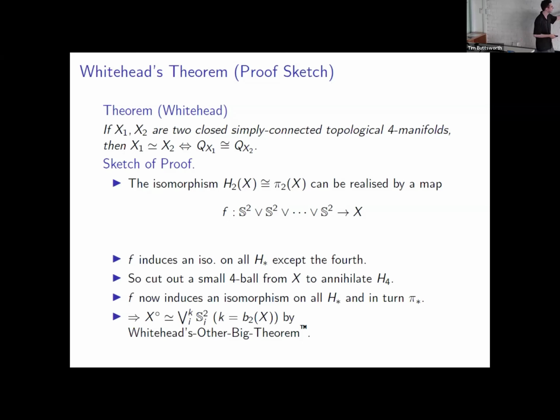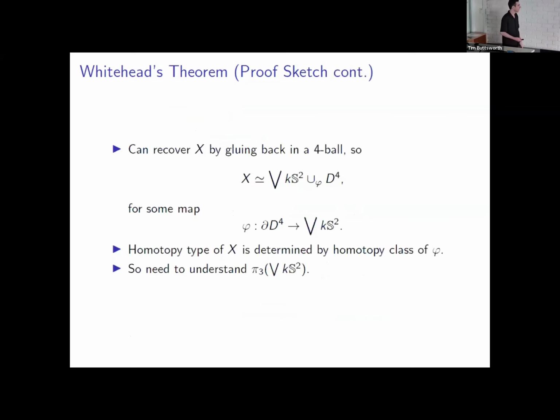This says that if I've got such a map which induces this kind of isomorphism, then in fact I actually get a homotopy equivalence. Okay, so X without a four-ball is homotopy equivalent to a wedge sum of two spheres. And so then what can I do? Well, I can recover X just by sticking back in the four-ball. Okay, and I've got to do this via some map from the boundary of the four-ball into this wedge sum. So then what does that mean?